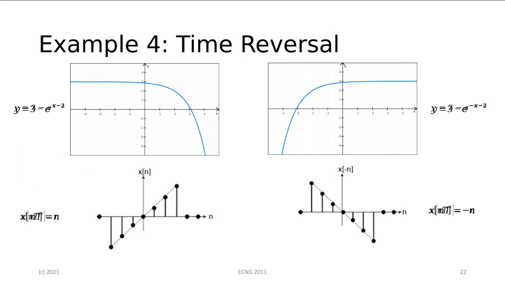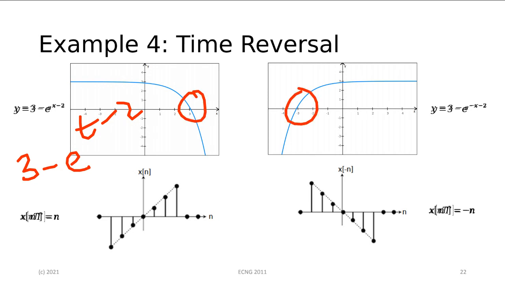All right, 3 minus e to the t minus 2 here. Seeing that we're talking about time, it really should be a function of t instead of x, but it doesn't matter. If I reverse that, in other words, I replace t with minus t, this signal basically reverses in time. So wherever it crossed the axis, you flip it around and it is mirrored around the t equal to 0 axis. Reversal in time basically flips the signal around the t equal to 0 axis.